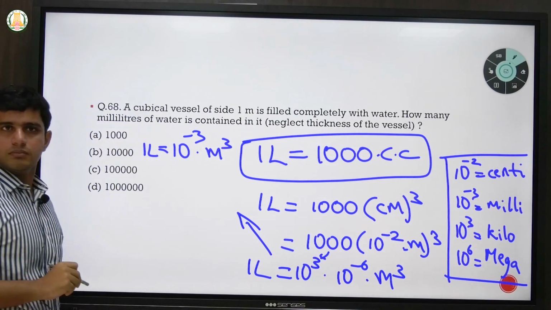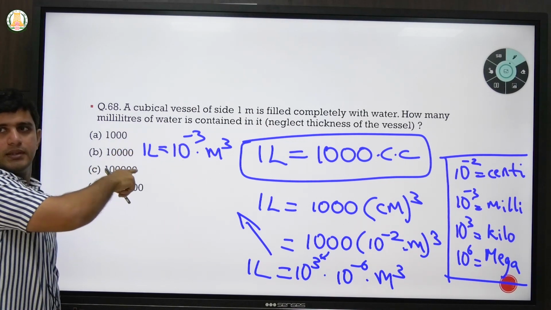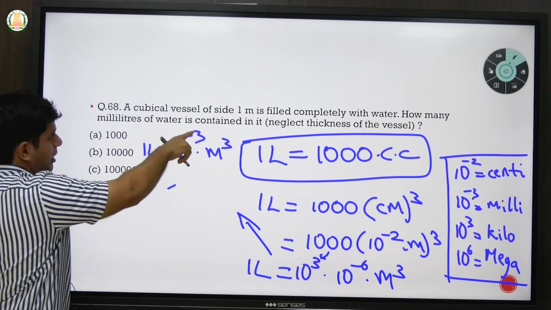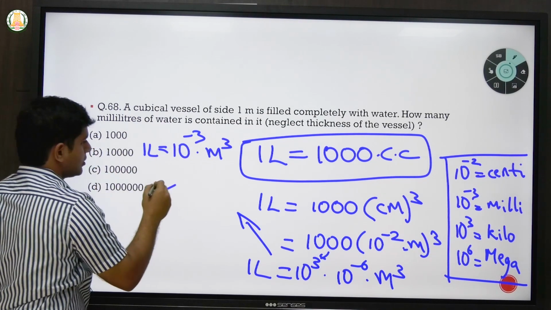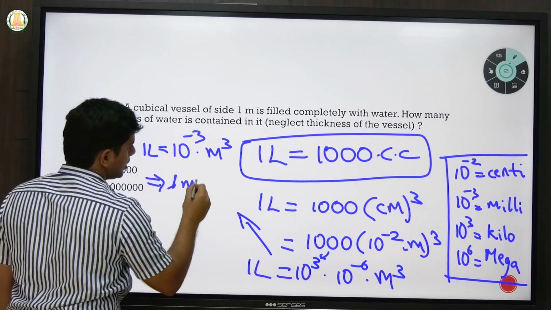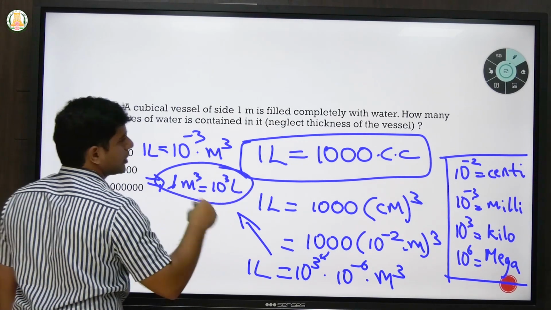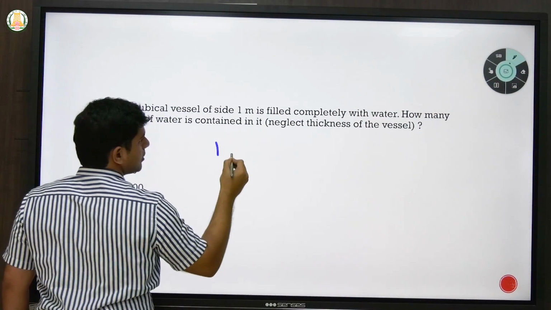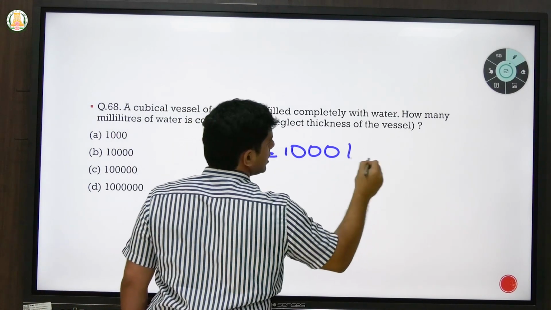meter cube. Okay. So 10 power minus 3, if it goes to this side, it will become 10 plus 3, because 10 power minus 3 means 1 by 1000. So 1000 you are taking to this side. So this makes 1 meter cube equal to 10 cube into liters. Okay, so 1 meter cube is equal to 1000 liters.